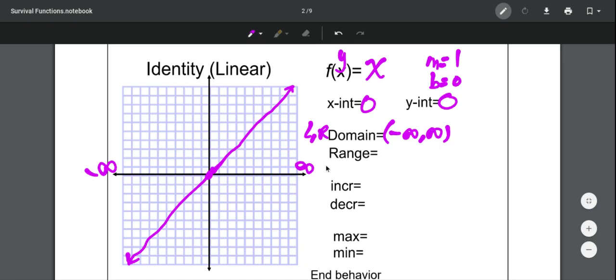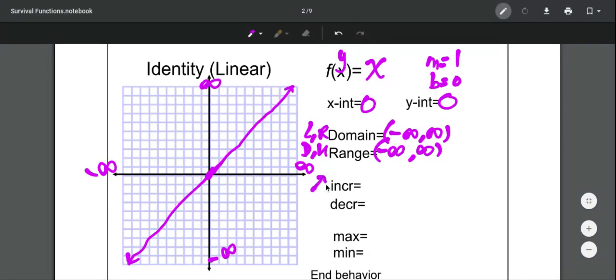And the range is how far down does the graph go? Well, that's negative infinity. And how far up, see there's the arrow, does the graph go? Well, that's positive infinity. So down to up, not up to down, but down to up, because it has to be in order. So negative infinity to infinity.